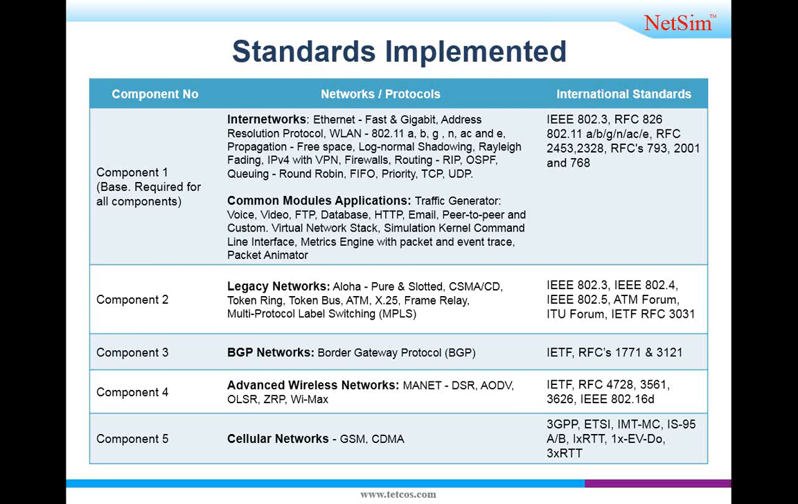Now NetSim has divided its functionality into modules and components. In the standard version, users can purchase selected modules on a component basis. Component one has internetworks, which is the base component required to run all the other components. If you want to run any component, you need this base component. It has Ethernet, wireless LAN, routing, firewalls, IPv4. All these are included in internetworks.